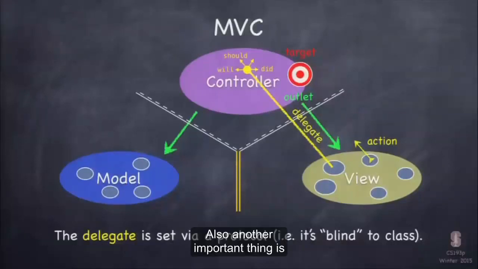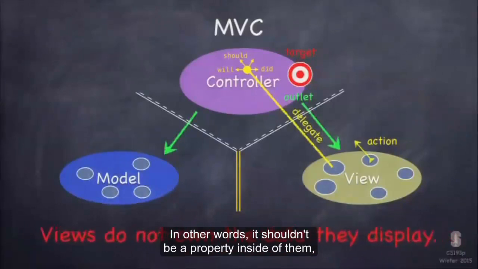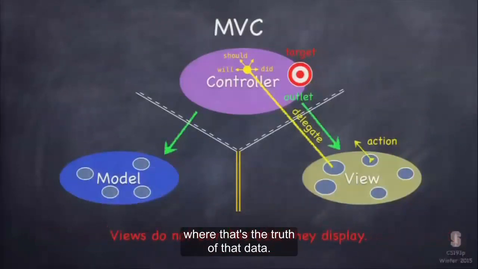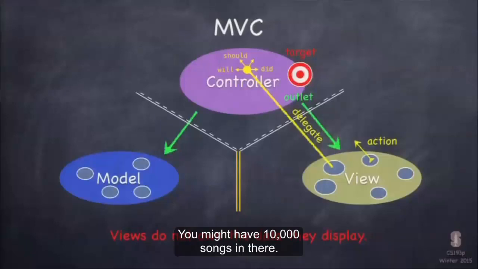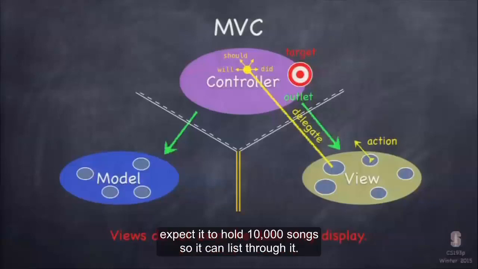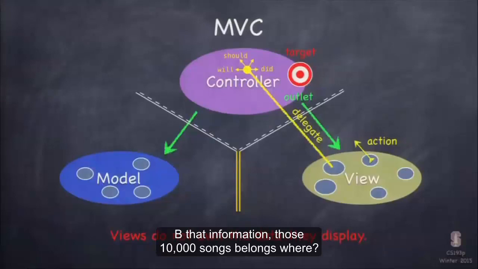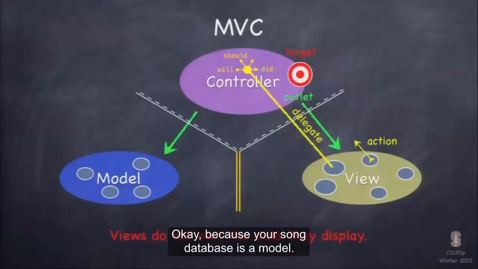Also, another important thing is that views should not own the data that they're displaying. In other words, it shouldn't be a property inside of them where that's the truth of that data. The easiest example for this is all the songs in your iPod on your iPhone or your iPad. You might have 10,000 songs in there. So if you have some kind of generic list view, you can't transfer all 10,000 songs to its instance variables and expect it to hold them so it can list through it. A, that would be inefficient, and B, those 10,000 songs belong where? In the model, because your song database is a model.